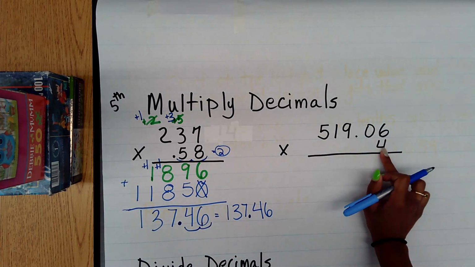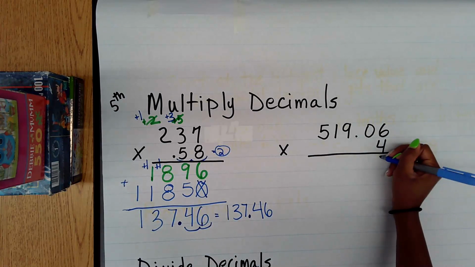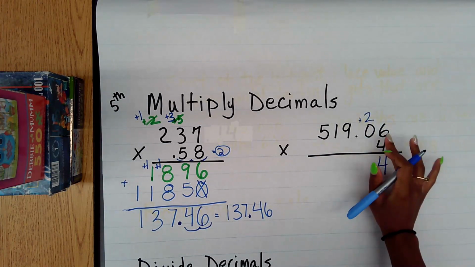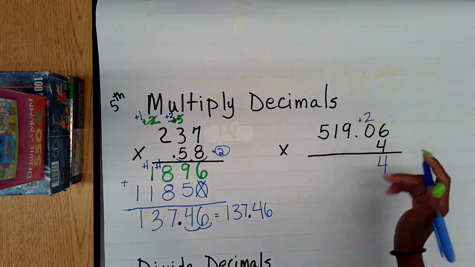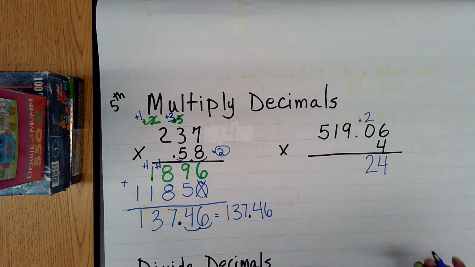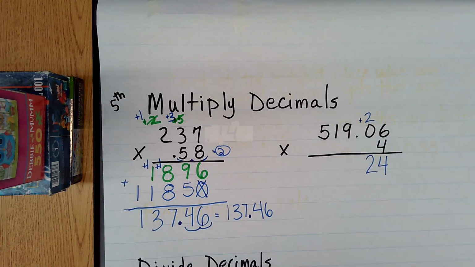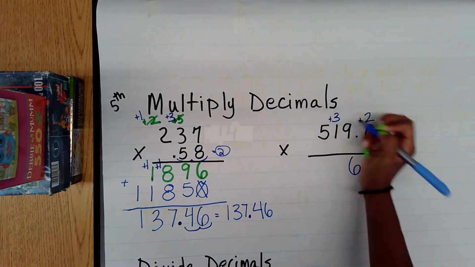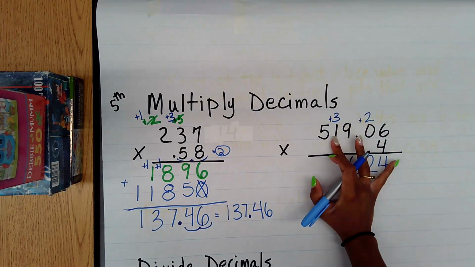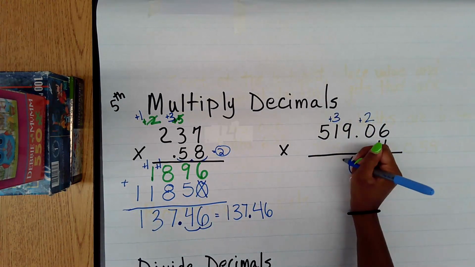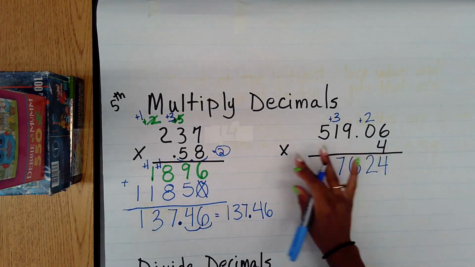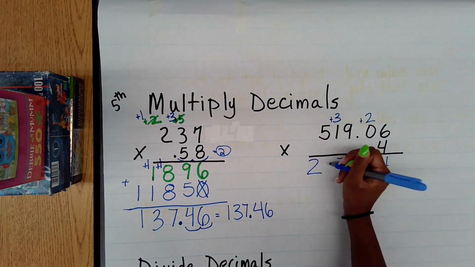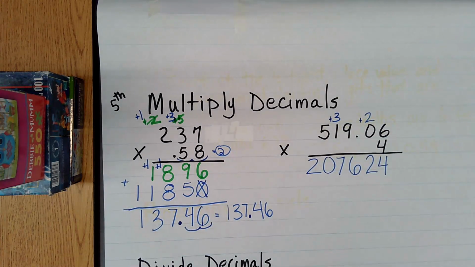So I'm going to take my 4. 4 times 6 is 24. Drop my 4. Carry my 2. 4 times 0 is 0. Plus 2 is 2. 4 times 9 is 36. Drop my 6. Carry my 3. 4 times 1 is 4. Plus 3 gives me 7. And 4 times 5 is 20. I don't have any other numbers, so I'm going to drop my entire 20.